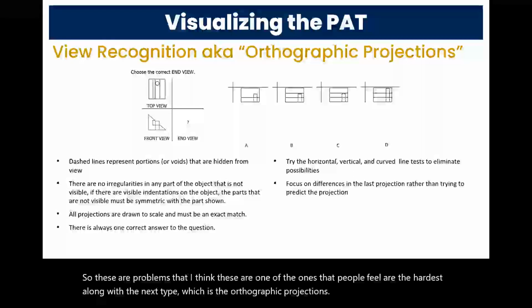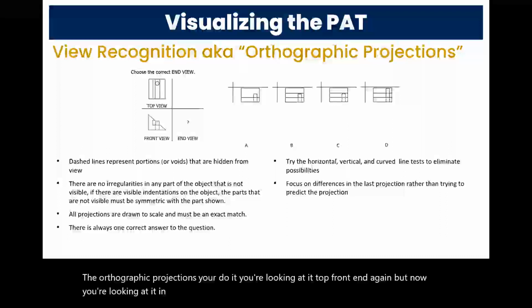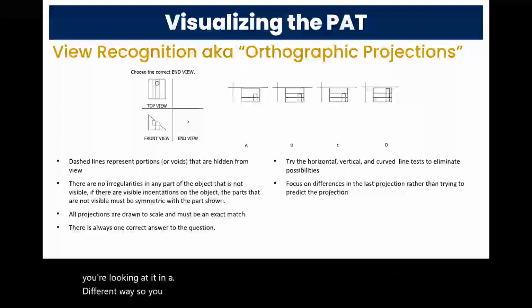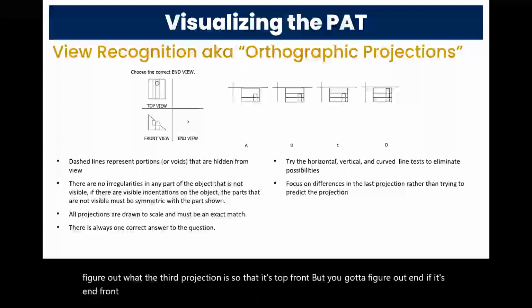The orthographic projections, you're looking at it top, front, end again, but now you're looking at it in a different way. So you have to take the types of projections that they're giving you and then figure out what the third projection is. So if it's top, front, you've got to figure out end. If it's end, front, you've got to figure out top, and so on and so forth. So there's a couple rules about these things you've got to remember.